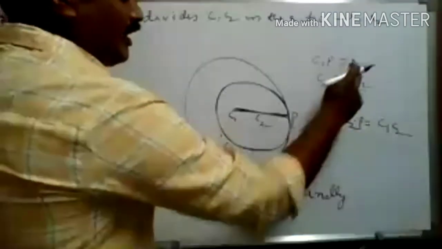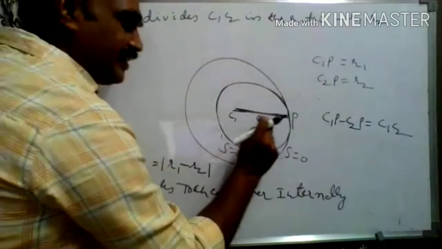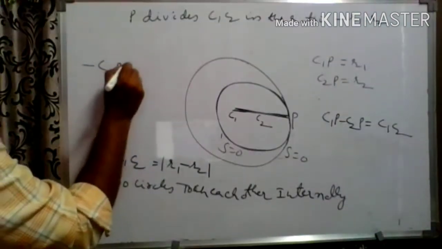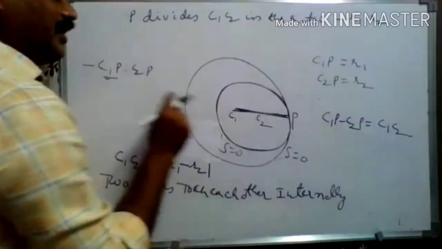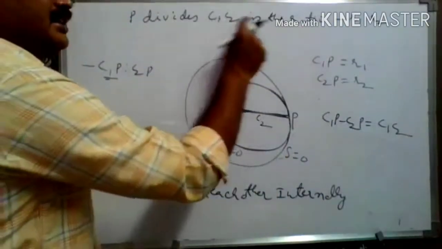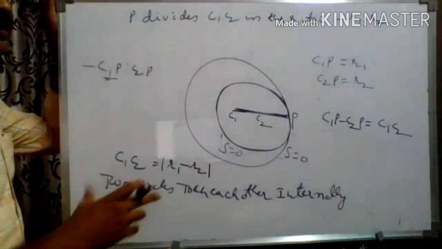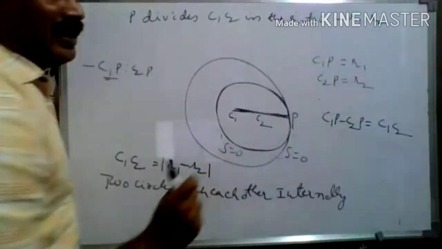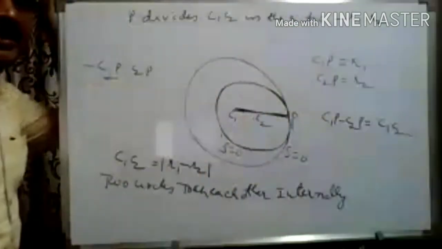C1P is equal to R1 and C2P is equal to R2. Here the ratio is P divides the line segment C1C2 in the ratio minus C1P is to C2P. What is C1P? R1. C2P is R2. So P divides C1C2 in the ratio R1 is to R2 externally.